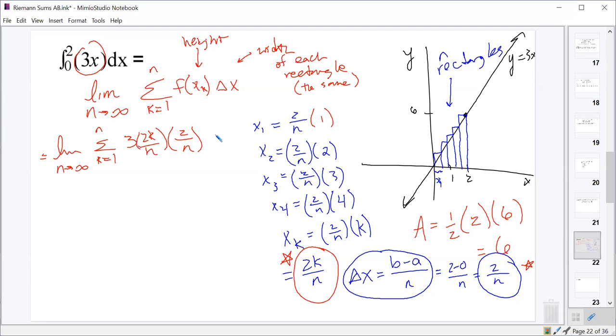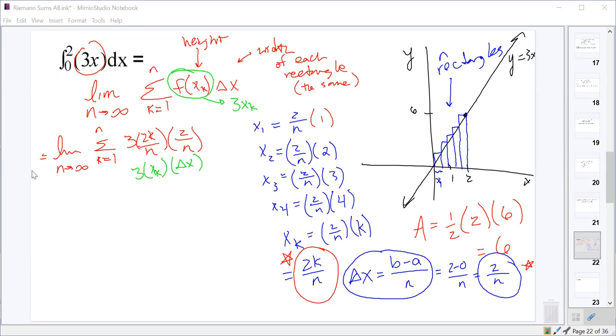Right, and I'm going to write this separately here. This f of x sub k, that is our height. That's 3x sub k, because f of x is 3x. So this is 3x sub k, which is now 3x sub k delta x. So I'll even write it below: 3 x sub k delta x. Everybody good there or no? Yes. Okay.